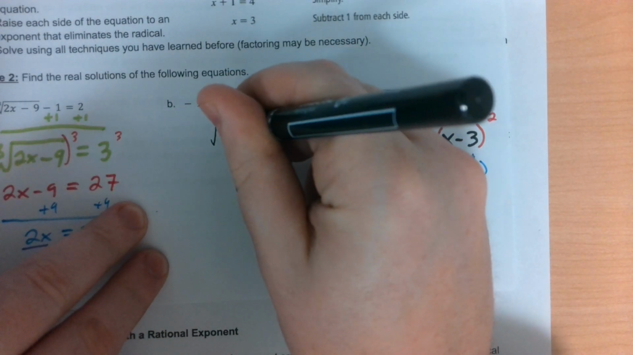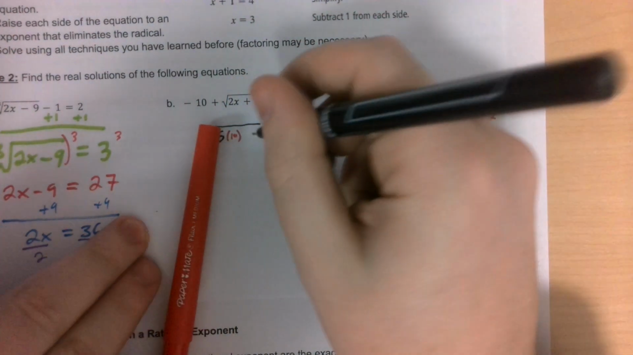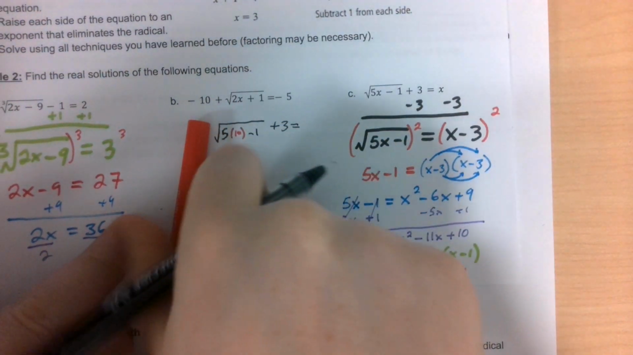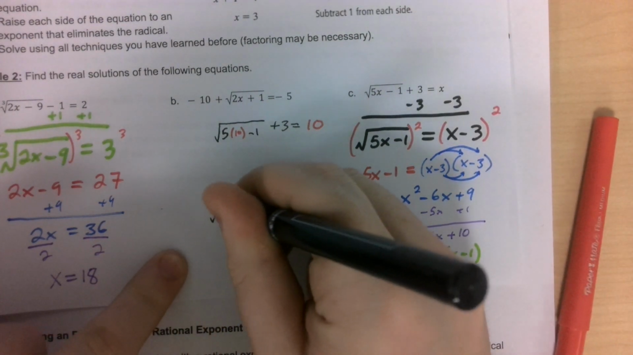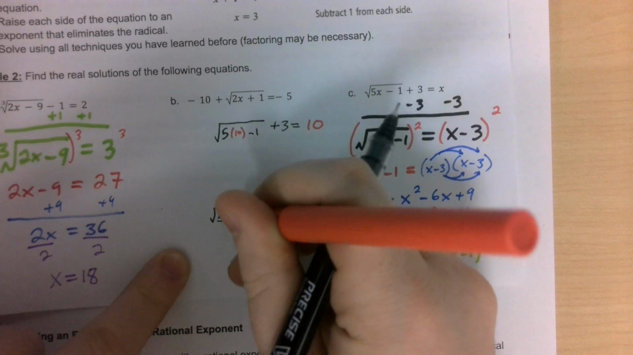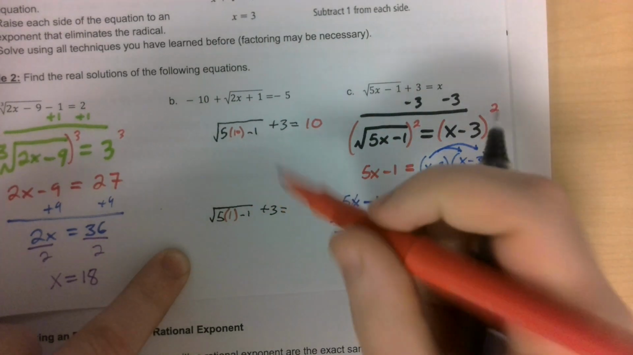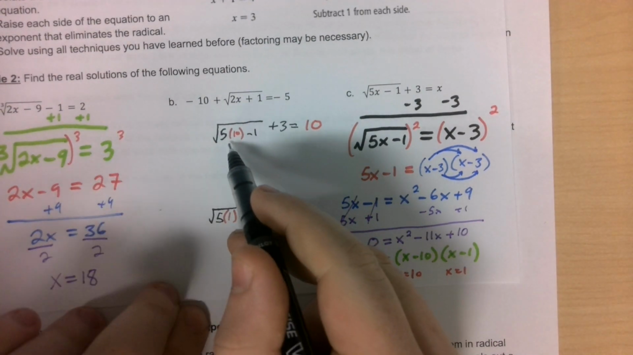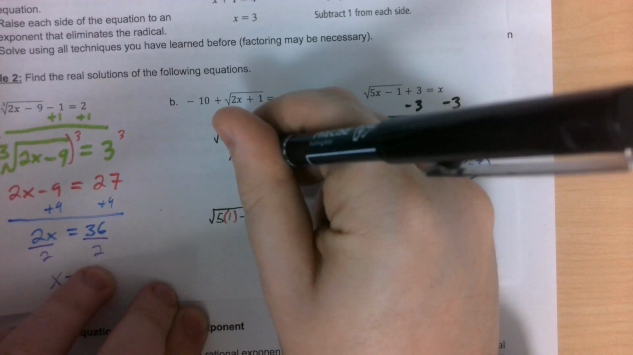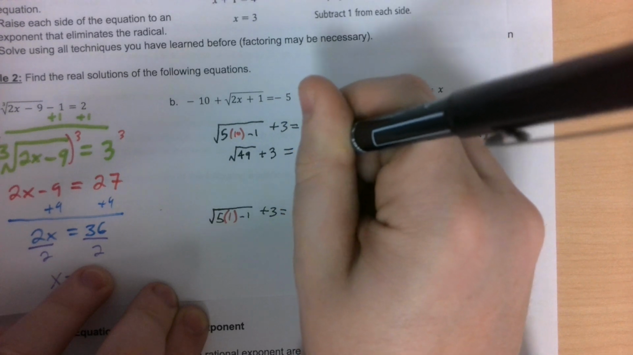So we could get something like the square root of 5 times 10 minus 1 plus 3 equals 10. We'll have to check to see if that works. Or we might also have to find the square root of 5 times 1 minus 1 plus 3 equals 1. So let's take a look at simplifying these. We can multiply 5 times 10 to get 50. Minus 1 is 49, so this is the same as the square root of 49 plus 3 is supposed to equal 10.